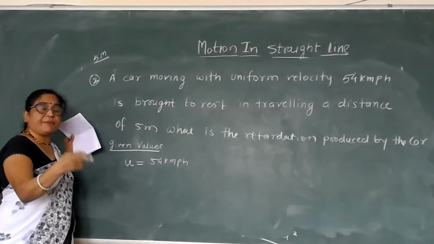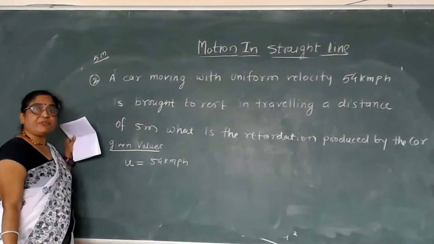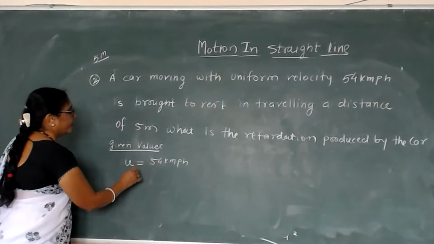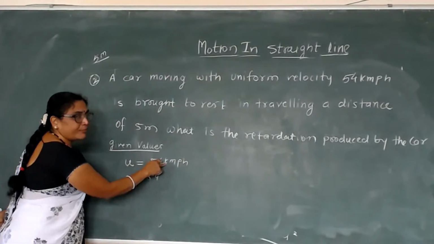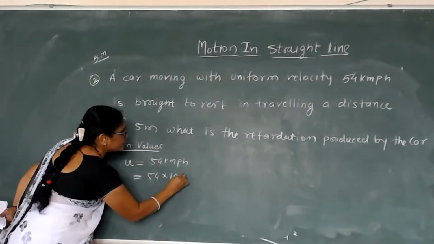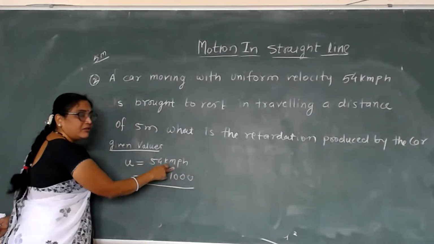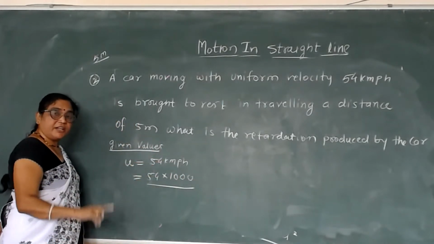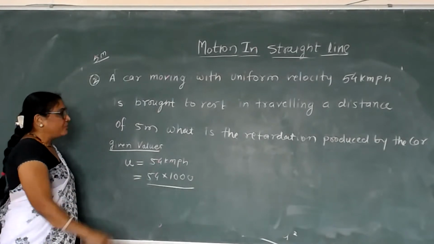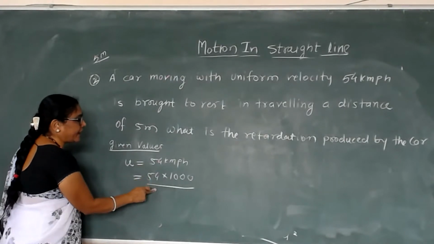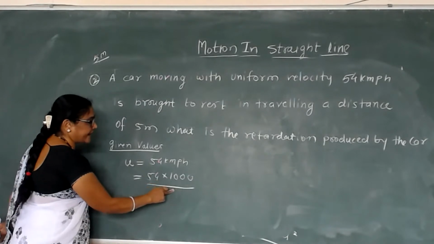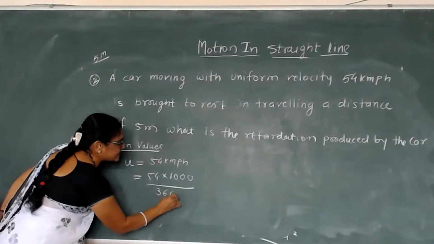Means in 1 hour, 54 kilometer. What is the SI unit here? Meter per second. Then convert this value into meter per second. So 54, 1 kilometer is equal to how many meters? 1000 meter. 1 hour convert into second. In 1 hour 60 minutes are there. Then again convert into seconds. Means 1000 divided by 60 minutes into 60 seconds. 60 minutes into 60 seconds means the value is 3600.